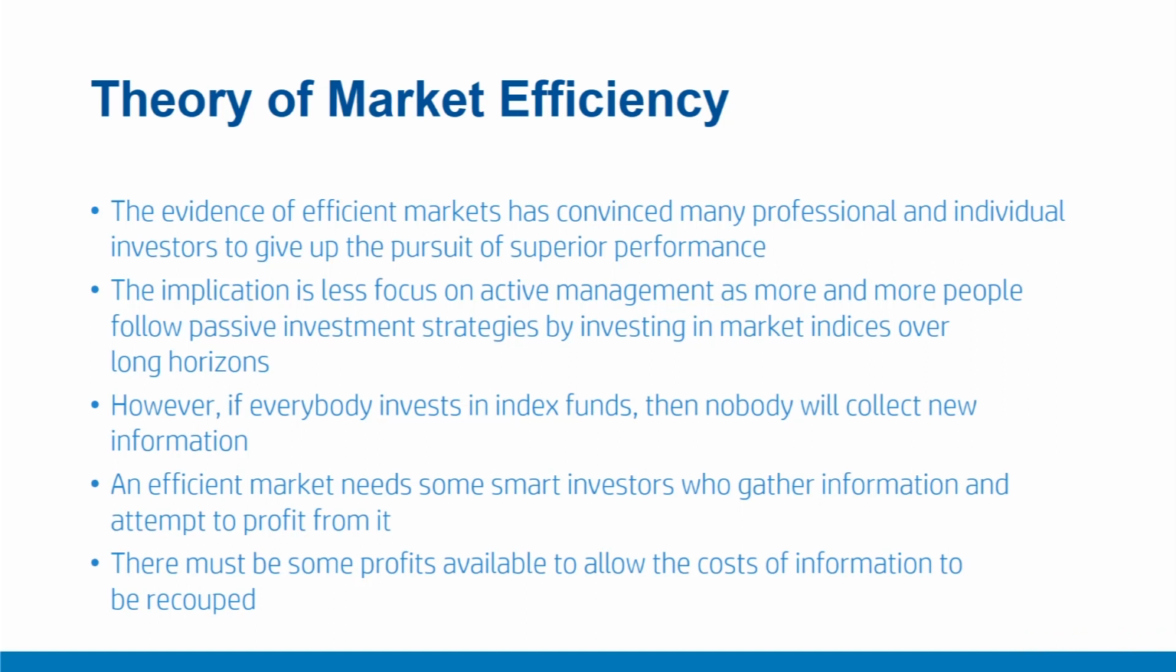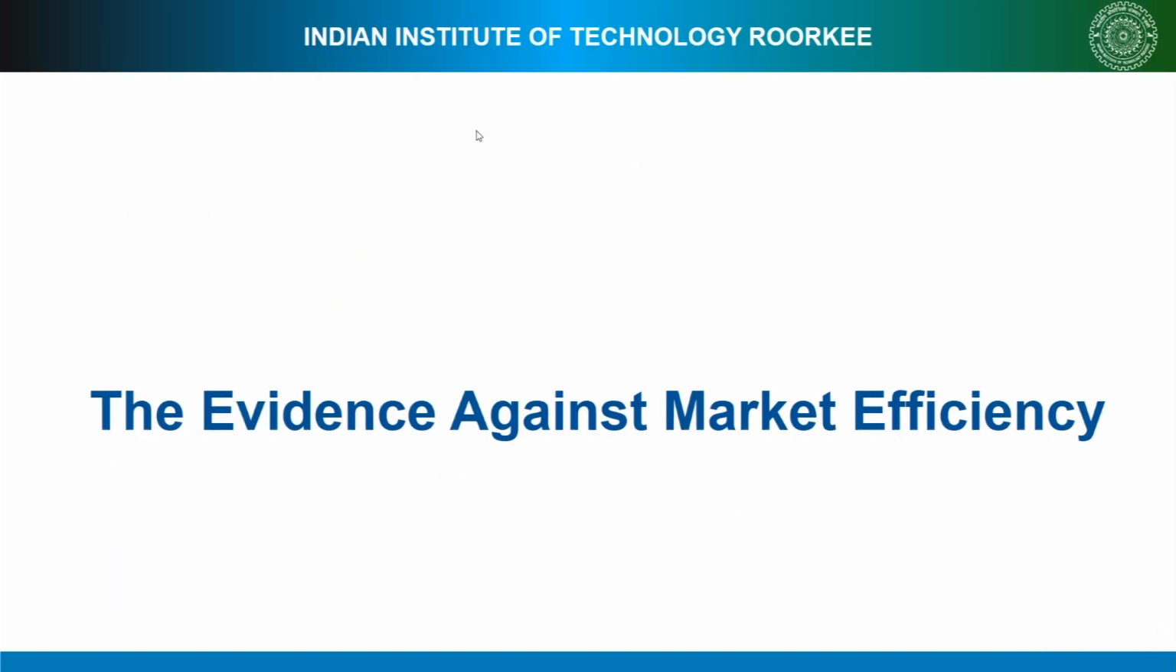Strong form efficiency is the highest form of efficiency, suggesting that one cannot predict prices using any information, including private information. We'll discuss the evidence against market efficiency. We'll also discuss some of the plausible explanations for these violations of market efficiency.